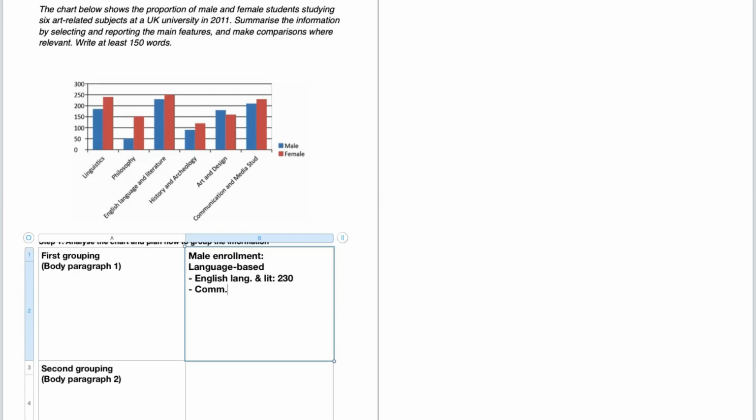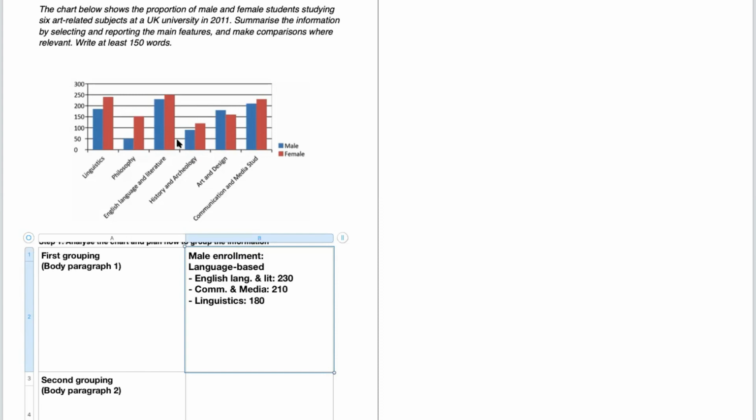Secondly, I've got communication and media. That seems to be, I would say, around 210 because it's right above the 200 mark. So I'll say 210. Then we've got our third language-based, which is linguistics. And I'm going to say linguistics is around a 180. It's right in between the 150 and 200, but closer to 200. So I'll say 180.